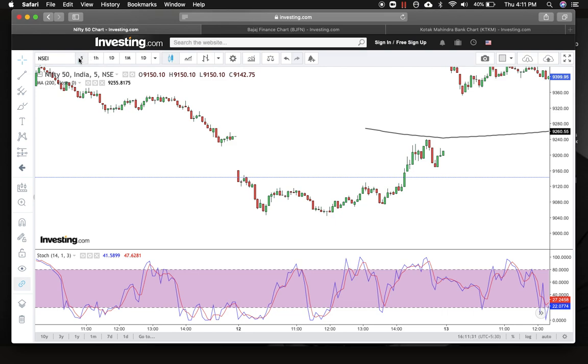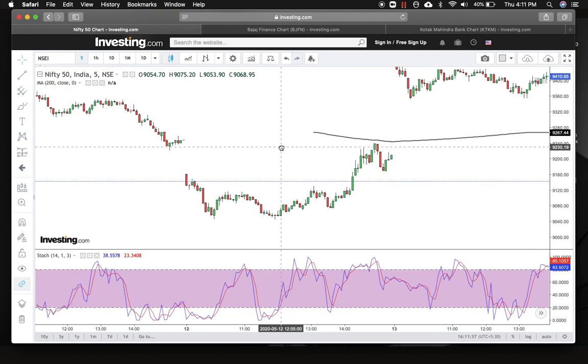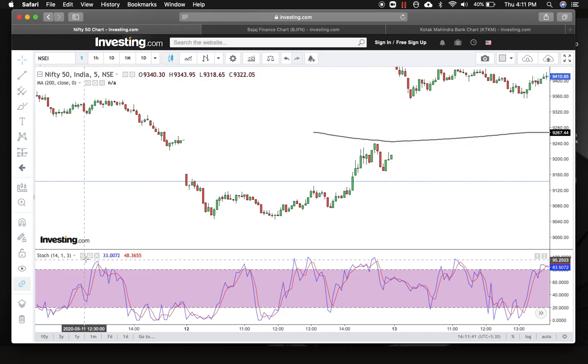So, this strategy basically will be used only on the 5 minute time frame. It works best on the 5 minute time frame. I have been using it on the 5 minute time frame, and we need two basic indicators. So we'll be putting the 200-day moving average, and we'll also be putting stochastic.